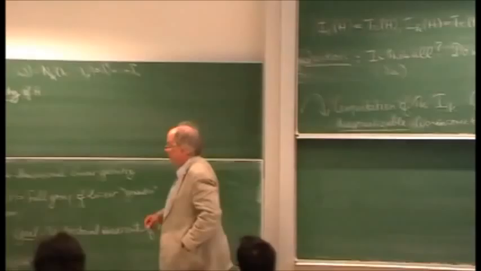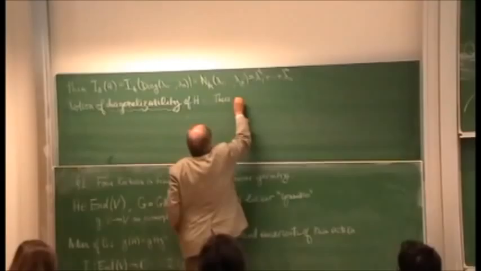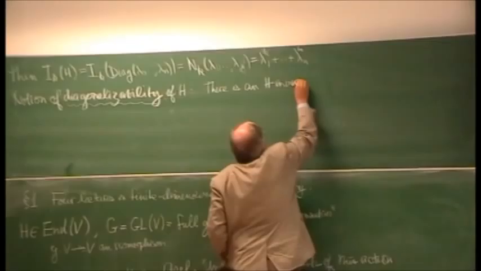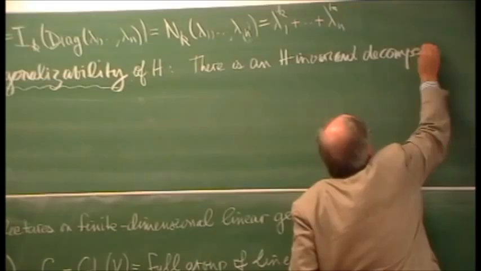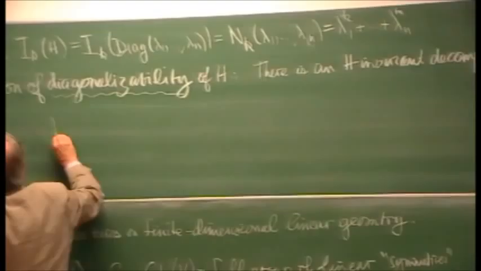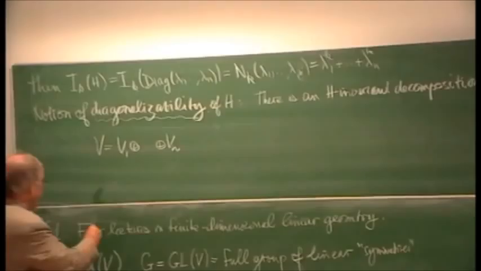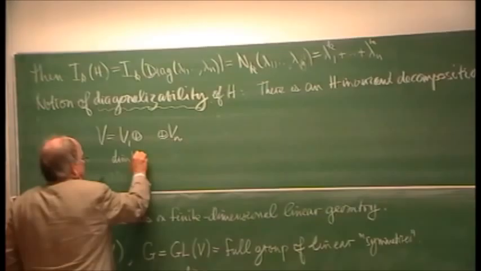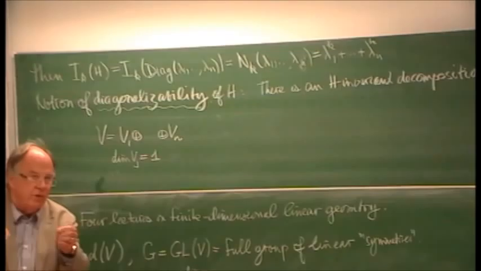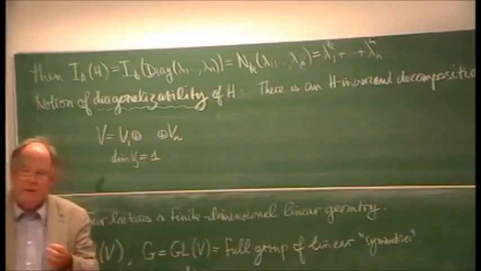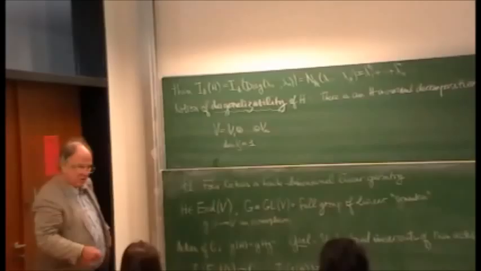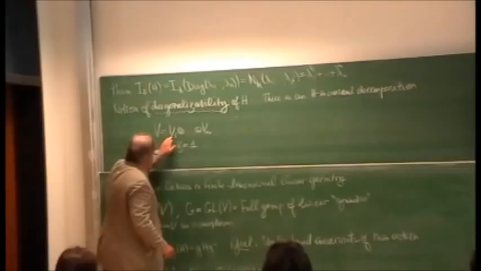It means there is an H-invariant decomposition V = V1 direct sum ... direct sum Vn. So you decompose the vector space into lines. These are one-dimensional subspaces, and every vector can be uniquely decomposed into a sum of vectors in these one-dimensional subspaces. In physics, a one-dimensional subspace has the interpretation of a state of a system. So this is a good operator: it leaves invariant separate states.